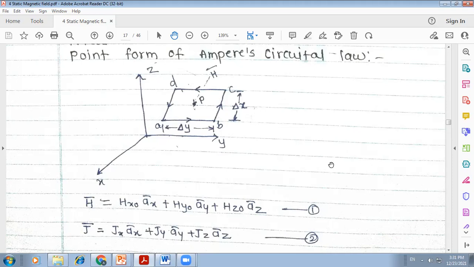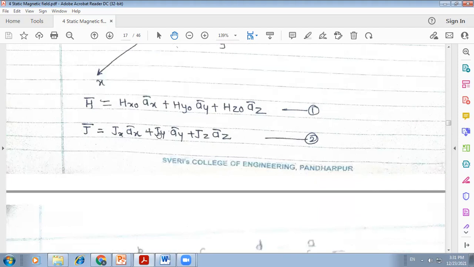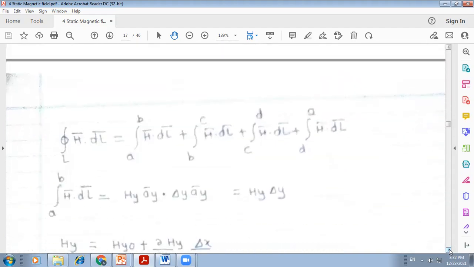Then we have to similarly write the equation for j bar. This j bar is nothing but the current density. So j bar is equal to jx a bar x plus jy a bar y plus jz a bar z. Now we have to find the closed line integral, right?